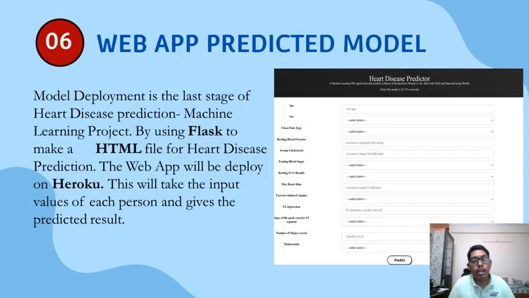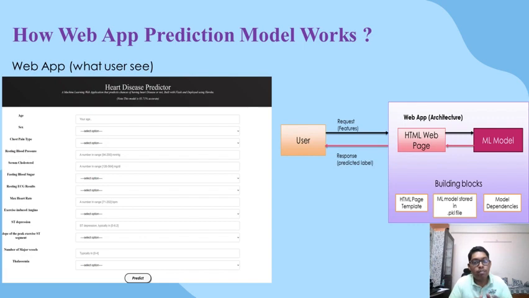Coming to the web app predicted model, model deployment is the last stage of the heart disease prediction machine learning project, using Flask to make an HTML file for heart disease prediction. This will take the input values of each and every person and give the predicted result. So this is how the web app prediction model works. The user sends the request features to the HTML web page. Then the HTML web page goes to the ML model. After the ML model makes the prediction, it goes back to the HTML web page, and finally goes to the response for a final predicted value or result.